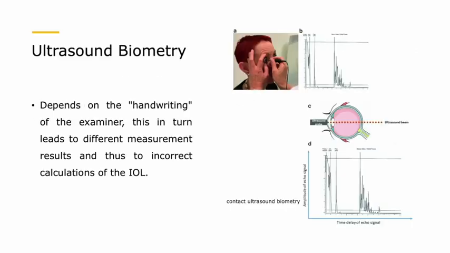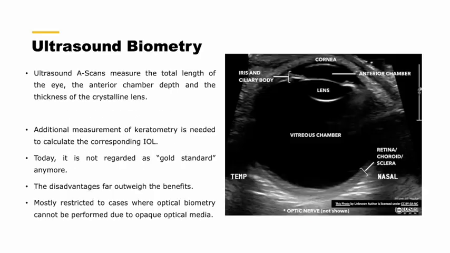Yet, ultrasound biometry depends on the handwriting of the examiner. This in turn leads to different measurement results and thus to incorrect calculations of the IOL. Ultrasound A scans measure the eye's total length, anterior chamber depth, and crystalline lens thickness. To calculate the corresponding IOL, additional keratometry measurements are needed.